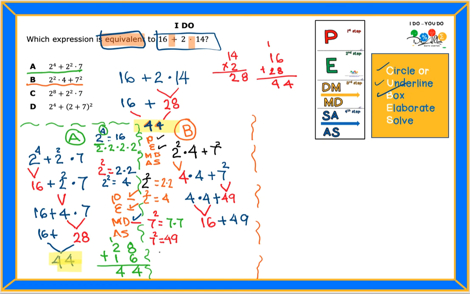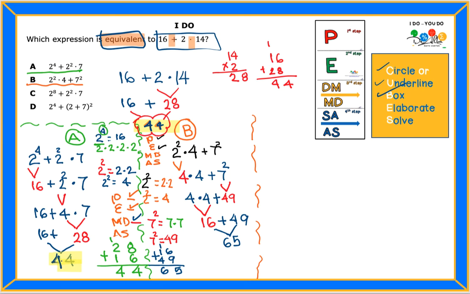16, line up the numbers by place value, the 4 and the 9. We do the addition. Can you help me to add? 9 plus 6, 15. 5 and carry 1. 1 plus 1, 2 plus 4, 6. So when we add 16 plus 49, that's going to give me 65. And 65 is not the same as this 44 that we got here. This is the one on the answer given. So looks like B is not our answer.